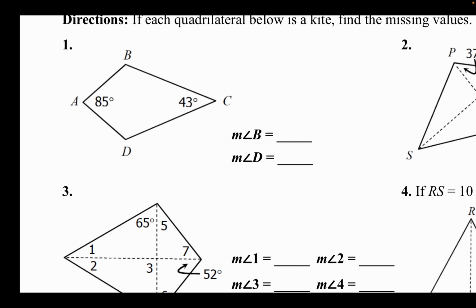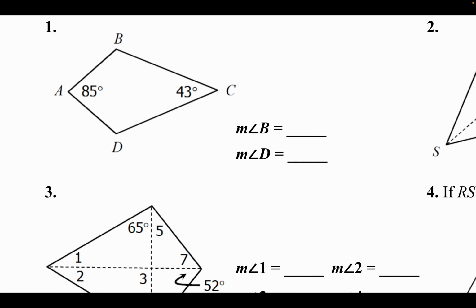Number 1. So we know that this is a kite, and we know that angle B and angle D are going to be congruent to each other. And in a shape that has 4 sides, 4-sided shapes, the angles add to 360 degrees. Some of you know that. Some of you have brought that up to me already. But if you didn't, all these angles, A, B, C, and D, all add to 360.